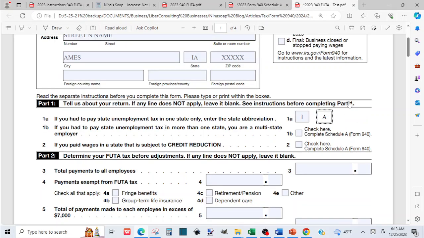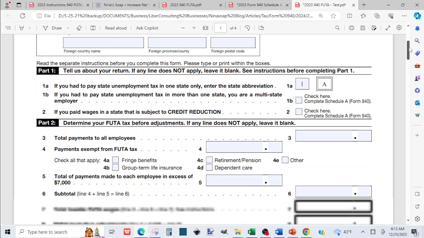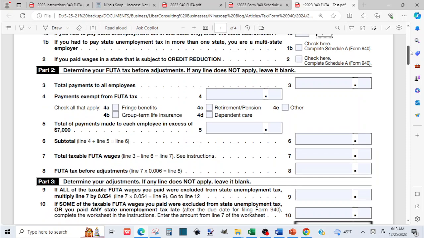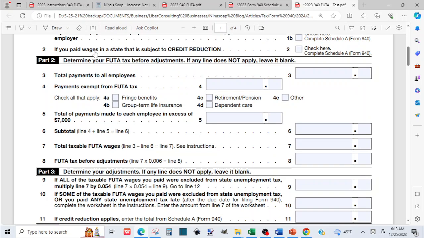Okay, let's go back. It does not apply to this example, so we are going to leave that blank. Line 2, we just talked about as well. If you pay wages in a state that is subject to credit reduction, you will check that and complete Schedule A. Schedule A works for 1B and 2, so we are going to leave that alone. Part 2, determine your FUTA tax before adjustment. If any does not apply, leave it blank.